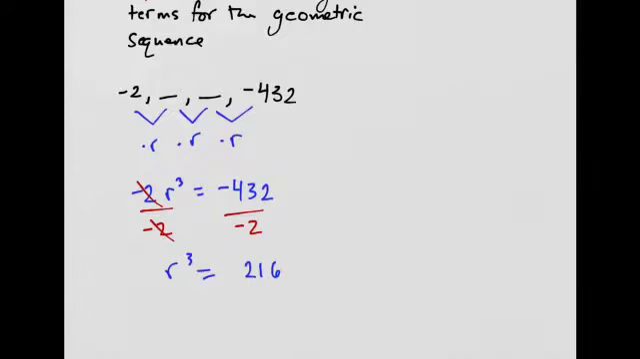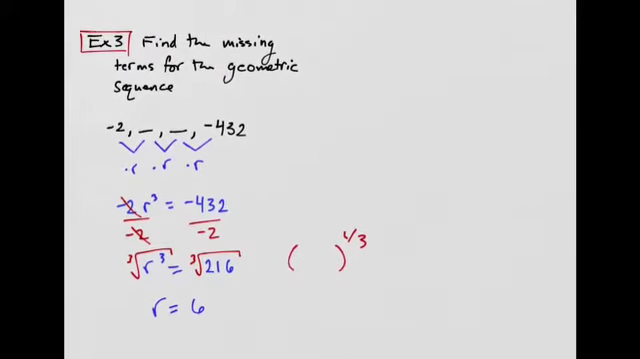And how do you solve a problem with r cubed? What do you do? Cube root both sides. For some people, you have this button on the calculator. Others can raise it to the 1/3 exponent. And that gives you 6, right? 6 cubed is 216. But that's not the answer. We got to remember, that's not the answer.